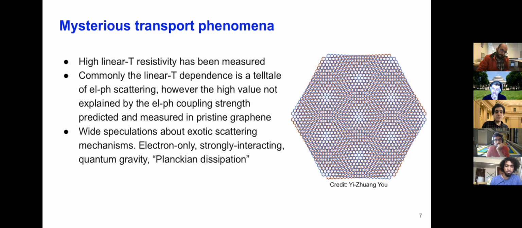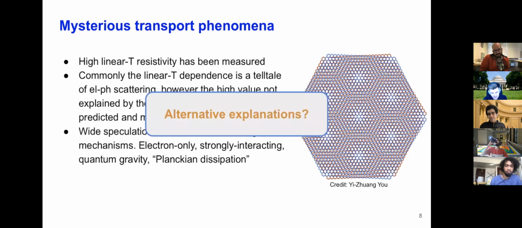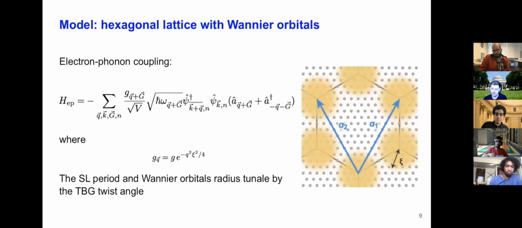This mismatch between the values brings up some proposals for exotic scattering mechanisms. There's a long list, but what we ask is, can we find an alternative explanation? And because we have the enhancement due to localization in mind, maybe that is a good thing to check.